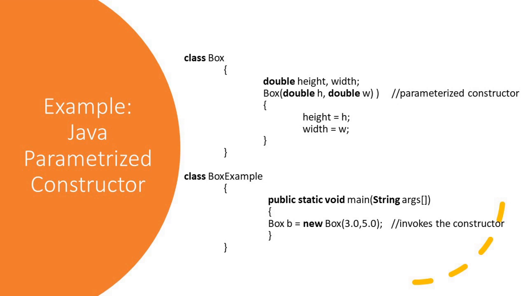A Box constructor is defined under the class Box, where the values of the instance variables are initialized with the values passed by the user while calling the constructor. Here, the height and width instance variables of an object B are initialized with the values 3 and 5. You can also create other objects and initialize their values as per your requirement.